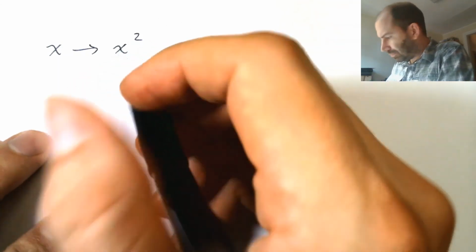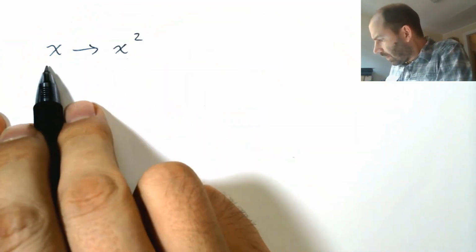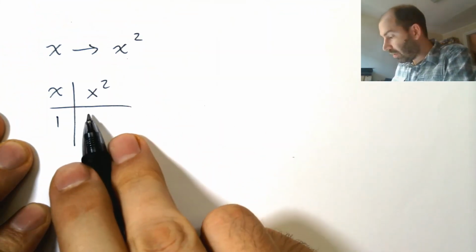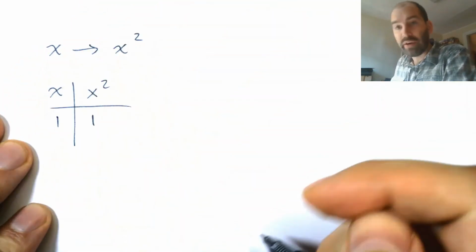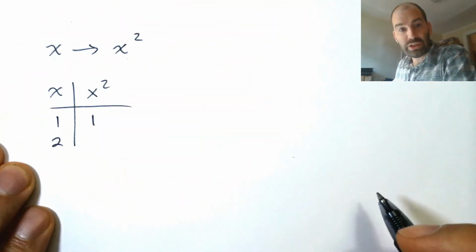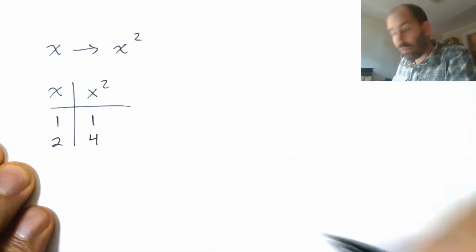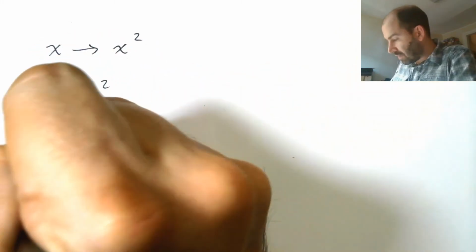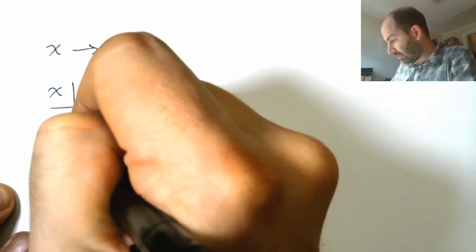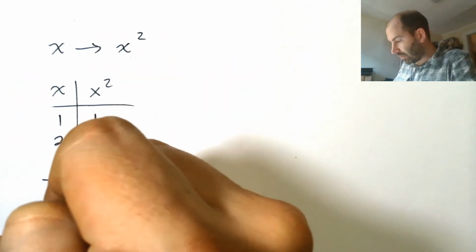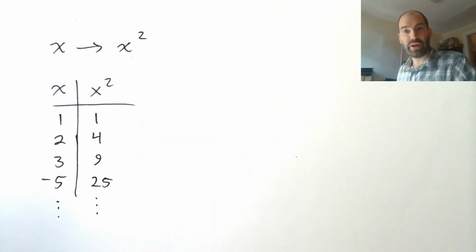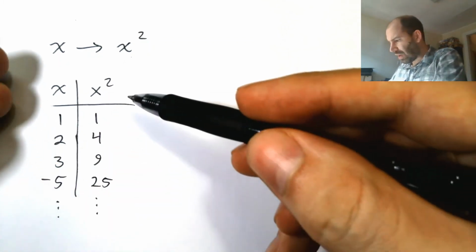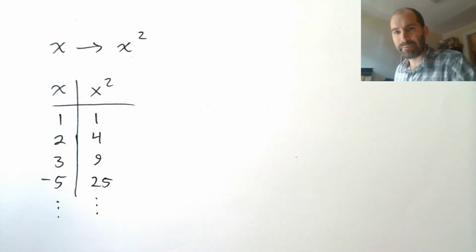So if I plug 1 into this function, my output is going to be 1 squared, which is 1. If I plug 2 into this function, my output's going to be 2 squared, that's 4. 3 becomes 9. Negative 5 becomes 25. And I could keep going with this. I could write down lots of things and compute their squares. So we could describe how a function works by writing down a table.